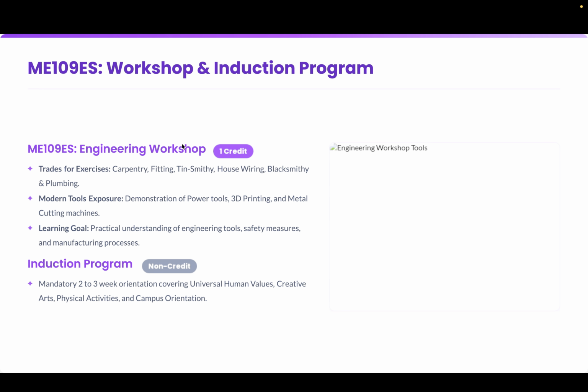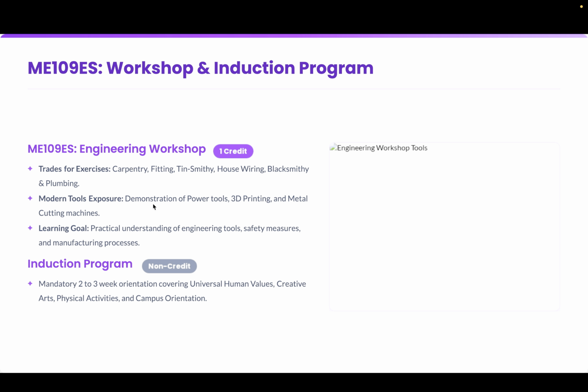And now coming to the workshop and induction program, see, you will be having an engineering workshop which contains 1 credit, the last credit. Here you will be doing different trades of ITI, for example carpentry, fitting, tinsmithy, house wiring, blacksmithing and plumbing. And this is one of the coolest practical labs that I have ever done in my entire engineering life, because it's very practical where you need to go and do things, and it's so interesting.